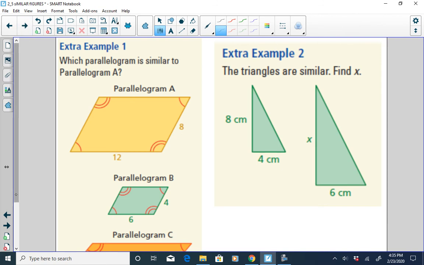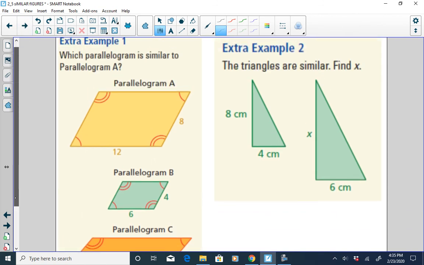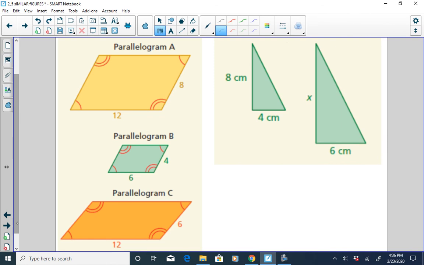Okay, so let's try these problems here. Which parallelogram is similar to parallelogram A? Right, well, let's see. We have parallelogram A, parallelogram B, parallelogram C. We want to find out which one's similar to A. Let's write our proportions. Right, is 8 to 12 the same as 4 to 6?